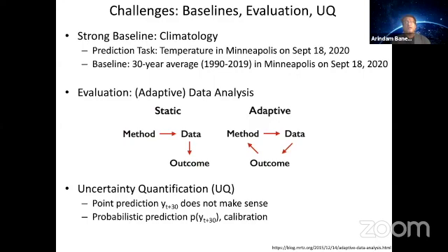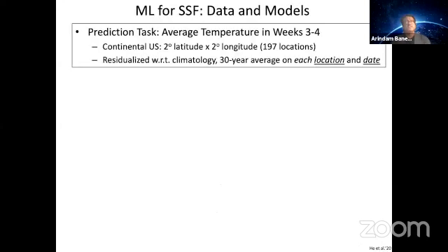All right, so there are a lot of challenges, and we are at the early stages of the project. So what we decided to do early on is that we defined a concrete problem. Let's say we are going to forecast the average temperature in weeks 3 and 4 out. So sitting today, we look at weeks 3 and 4 out, and forecast the average temperature. And we looked at continental US. So this is like a 2-degree latitude longitude grid, close to 197 locations.